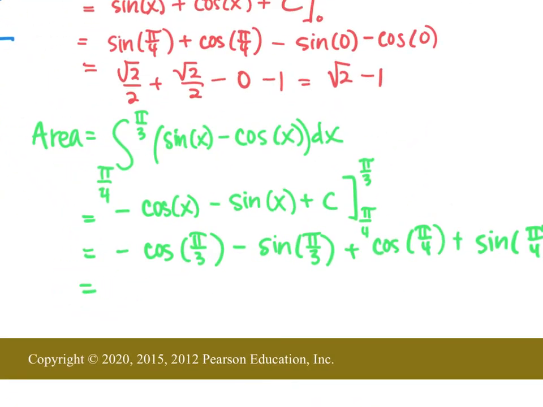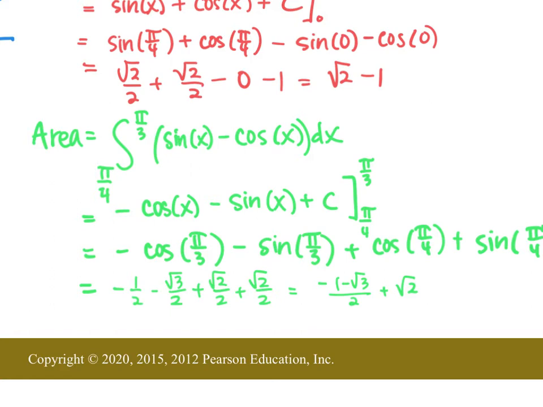So all together, cosine of pi thirds is negative half, or minus half, minus rad 3 over 2, and then plus rad 2 over 2, plus another rad 2 over 2. So that's negative 1 minus rad 3 all over 2, plus rad 2.